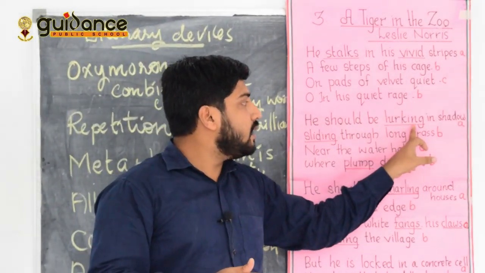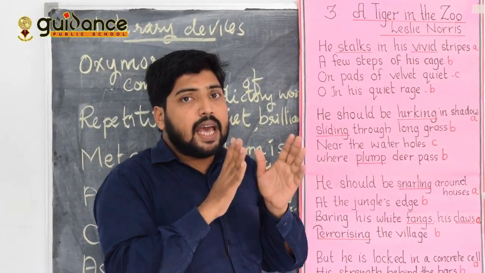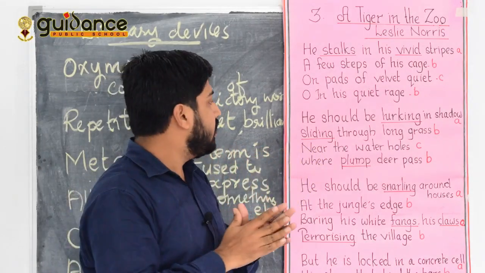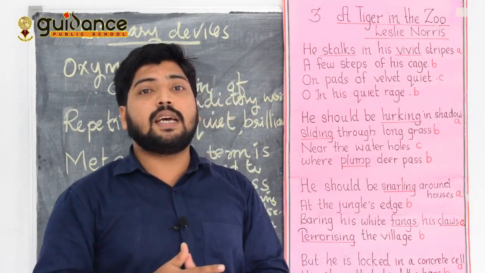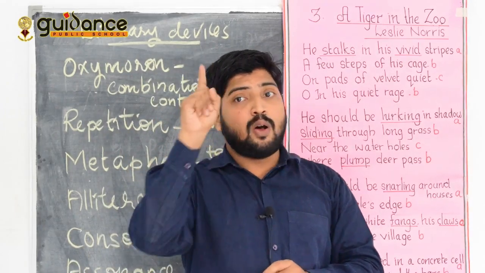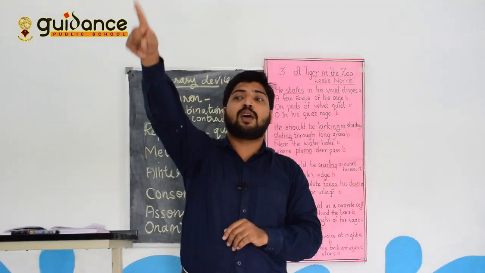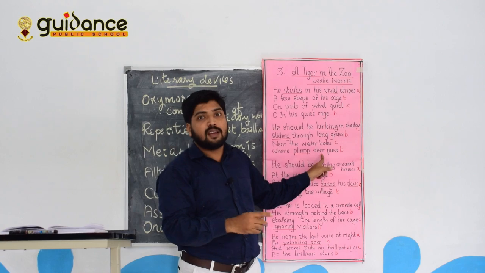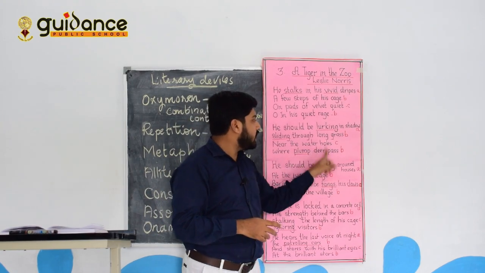So what is the tiger doing? The tiger is lying in the shade of an object or in the shadow and making a sliding movement near the water holes where plump deer pass. Which is the favorite animal, or favorite prey, of the tiger? Prey means P-R-E-Y, prey. Which is the favorite prey of the tiger? Can anyone say? Okay, right, very good. The favorite prey of the tiger is the deer, a fat plump deer.